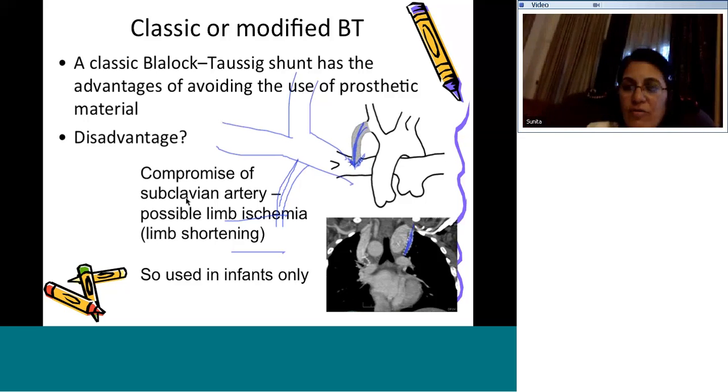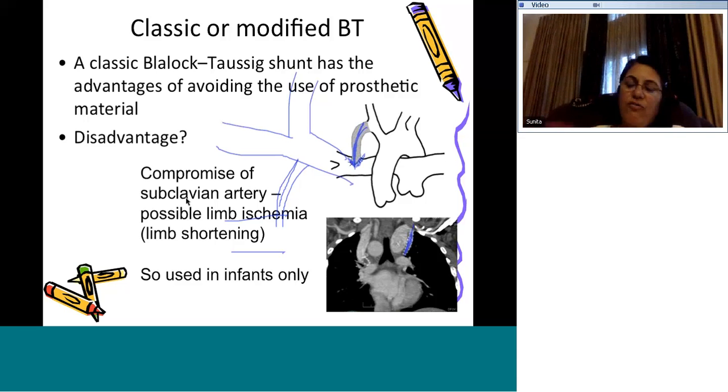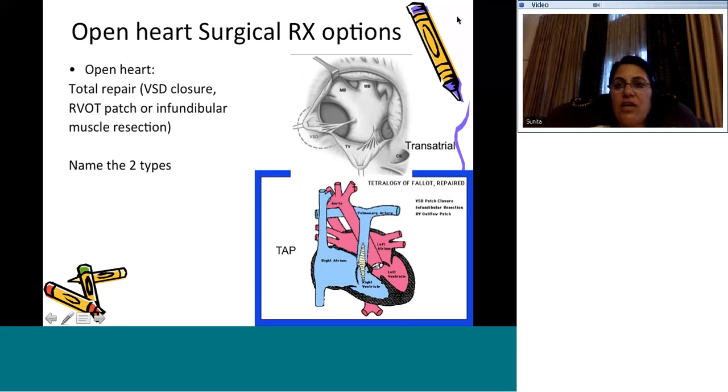So it definitely has a lot of advantages. Biggest disadvantages: ischemia, and of course limb shortening, or not growing as much with the child and having limb length discrepancies. So the only use of classical is in neonates, early infancy. Okay, all clear on this?